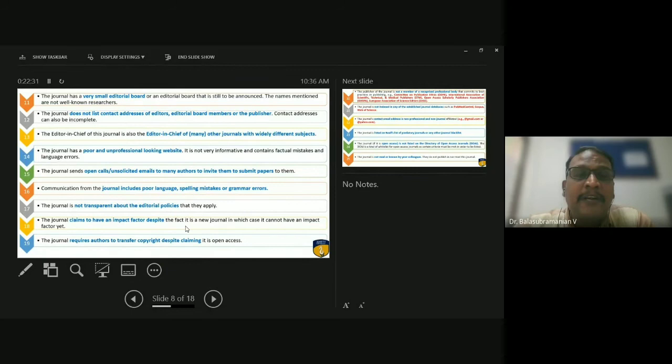Then it will have a very small editorial board on the website. Even though the editorial members are listed, they never knew about the journal and did not give permission to the journal. The editor in chief may have a different subject, so the topic of the journal, the aim and scope, and the chief editor's expertise are all different. Based on that, you can understand. It also has a poor and unprofessional-looking website.